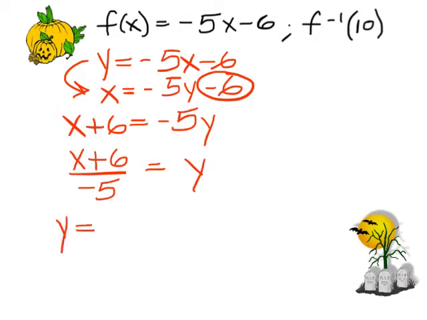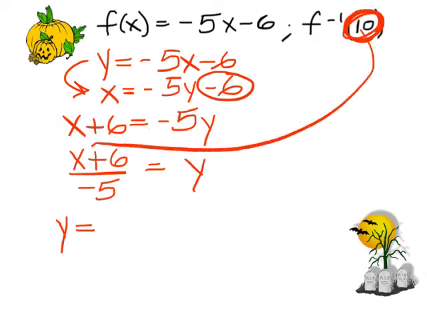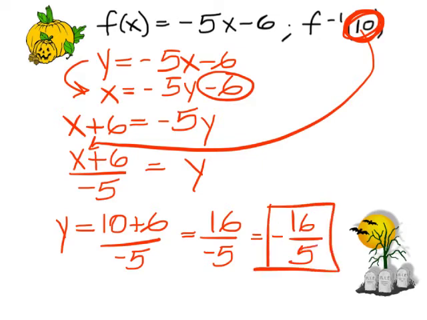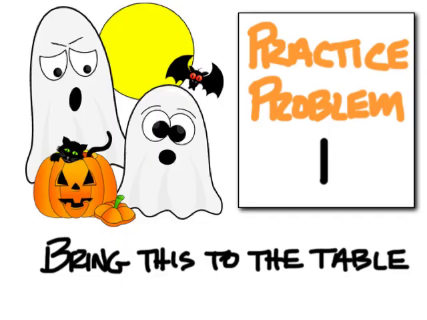You can put y on the left, but now you have to put in 10 for x. So that would be 10 plus 6 over negative 5. That is 16 over negative 5, and again, if you have a negative answer, put the negative sign directly to the left of the fraction bar. No need to make a mixed number. This is fine the way it is, as long as it's reduced.